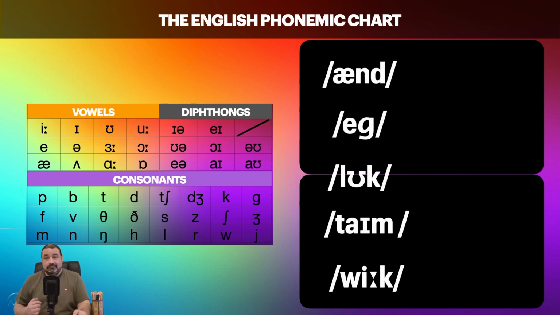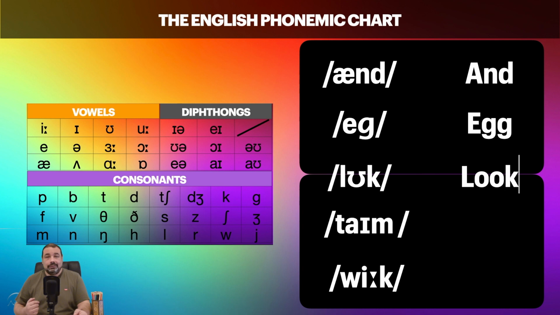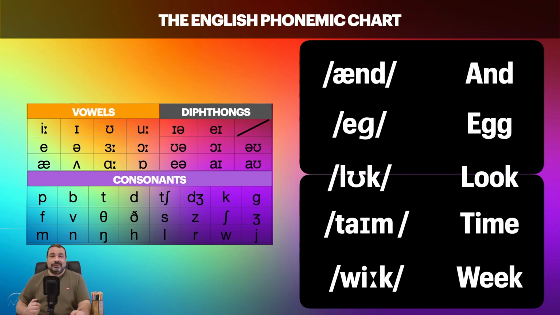Now let's see if you can identify this word by reading just symbols. Okay, word number one, correct. And. What about word number two? Good. Egg. Number three, look. What about number four? Correct. Time. And the last one, correct. Week. Easy. Very good.